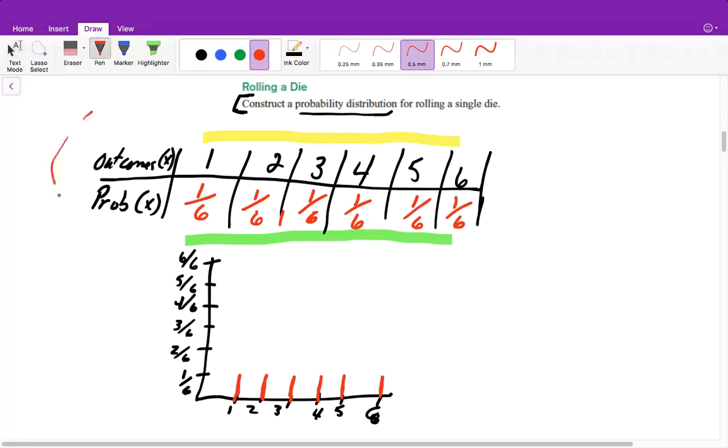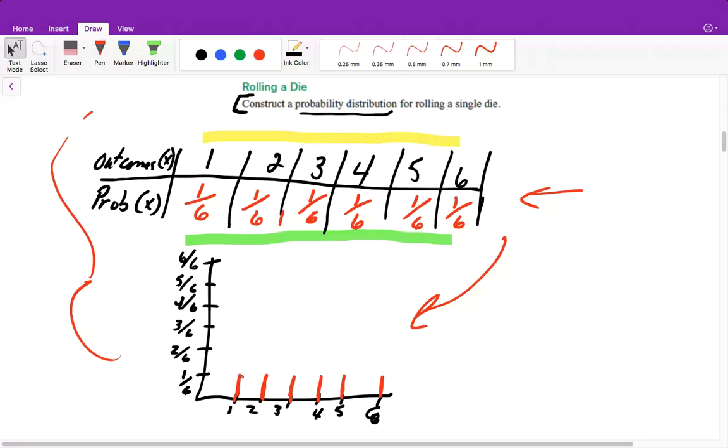So this is all we did in section 5.2. It's just creating a table. We created the table, and then we graphed the table. Our probability was our y-axis, and our x-axis was our outcomes, and we just draw these lines going up at each outcome to whatever probability they have.